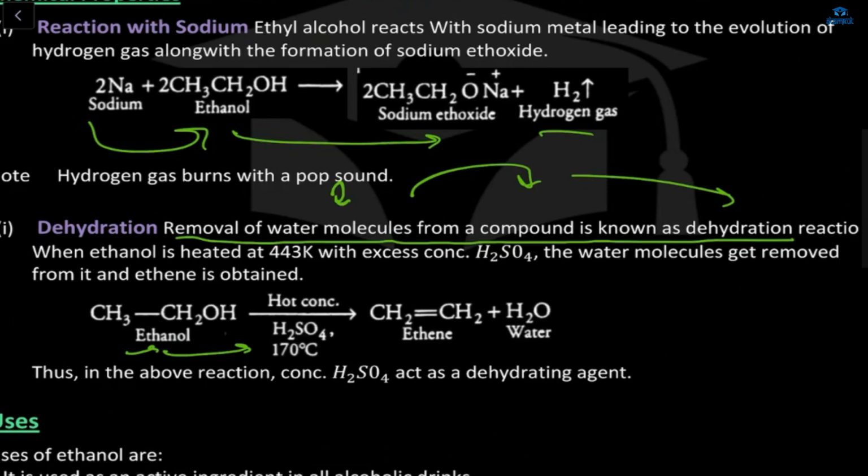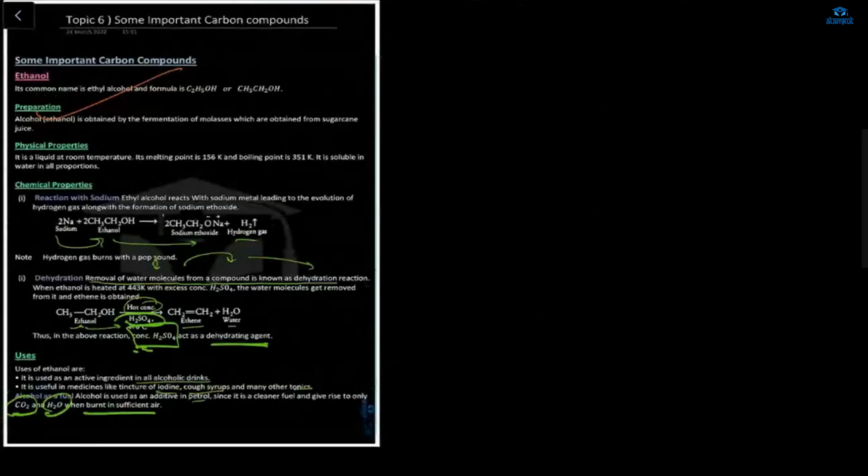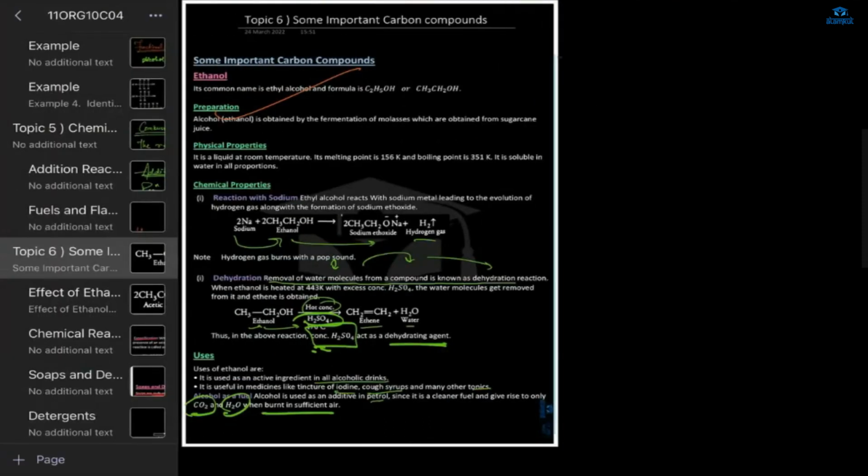Right? So here, ethanol with hot concentrated acid, if it gets heated, then what will we get? Ethene and water. So in the above reaction, this acts as your dehydrating agent. What? This will act as your dehydrating agent. So now your chapter is done. Each and every topic is also done.